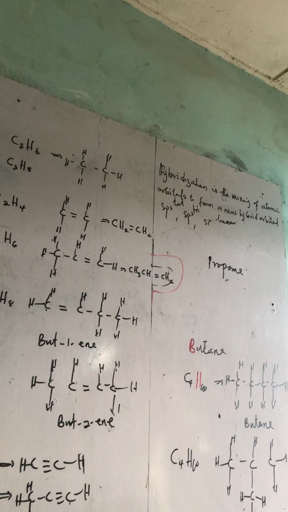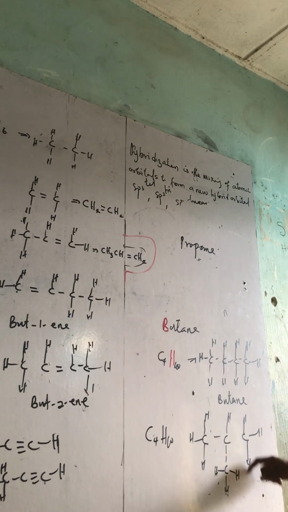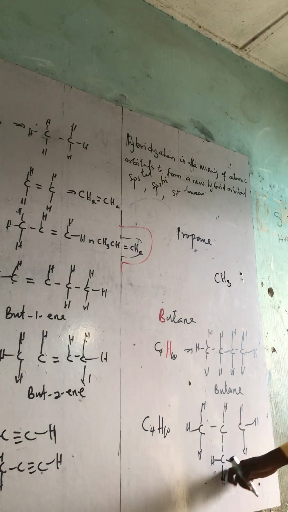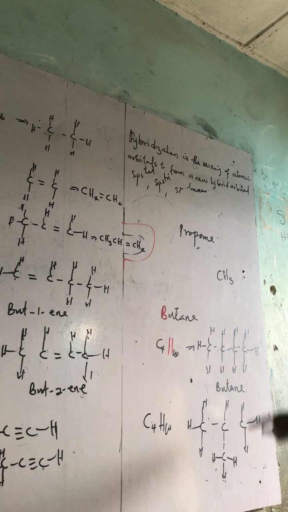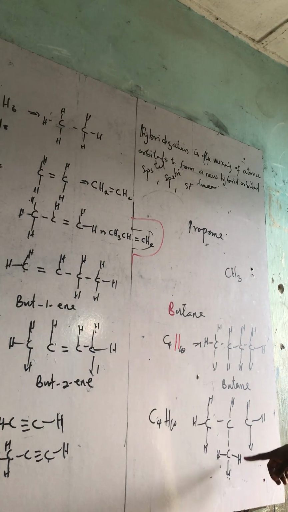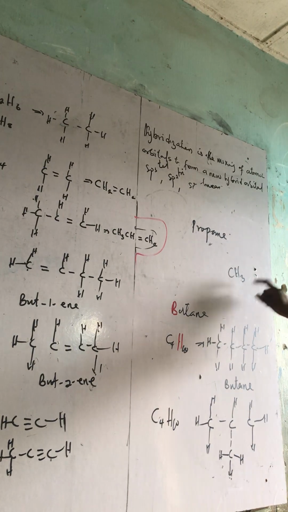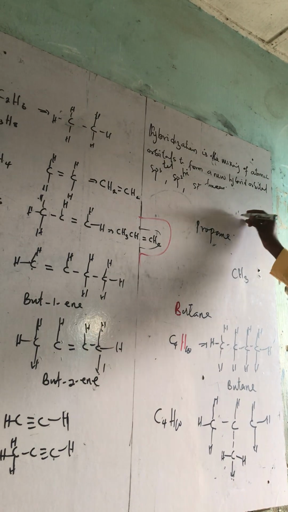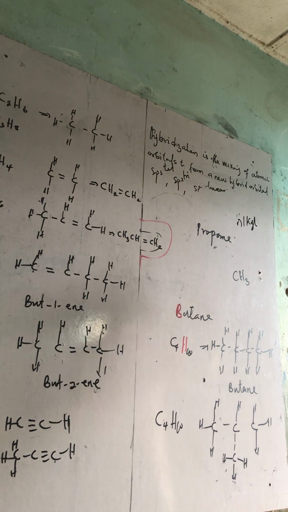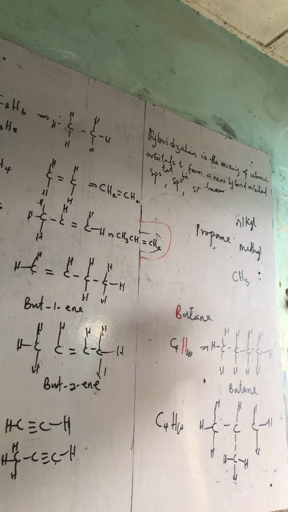Now, at the second carbon, I have an attachment. This is called an attachment, and it is CH3. That is a methyl. So I have an attachment called methyl. If you draw methyl, this is what you are going to have. Methyl is under alkyl.